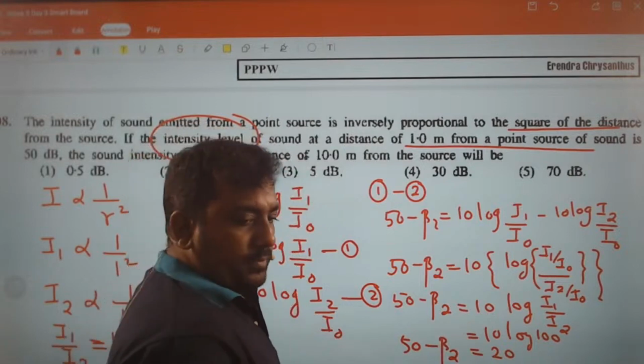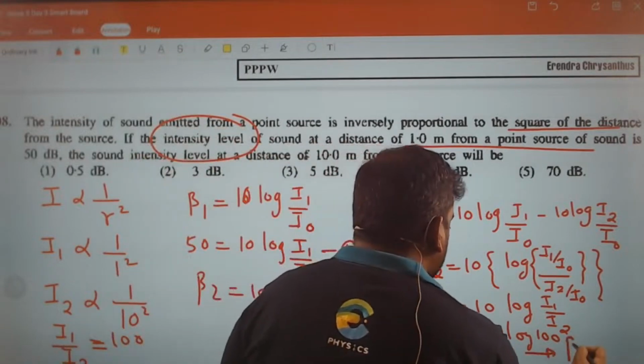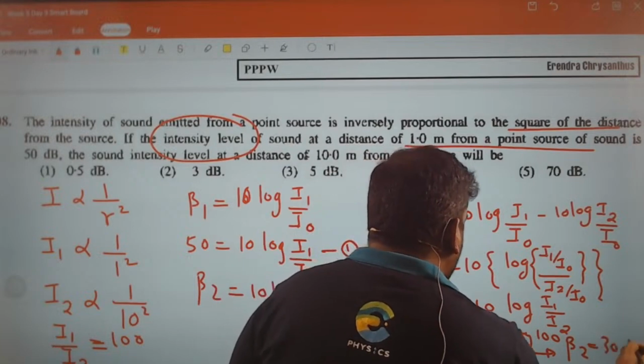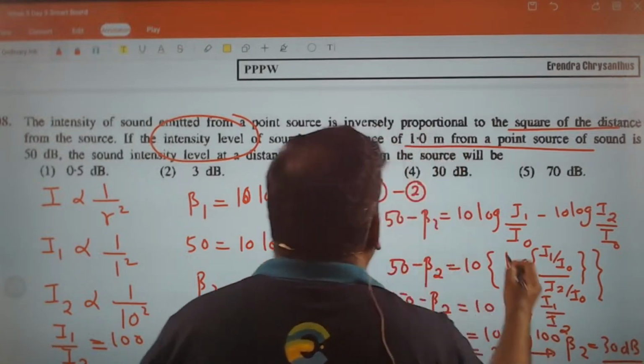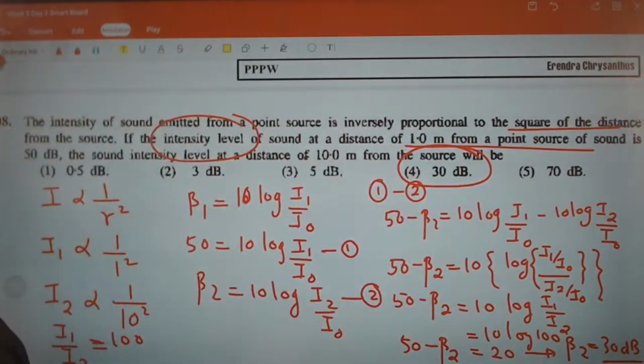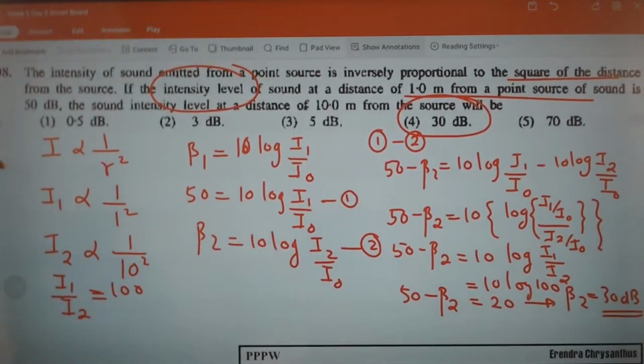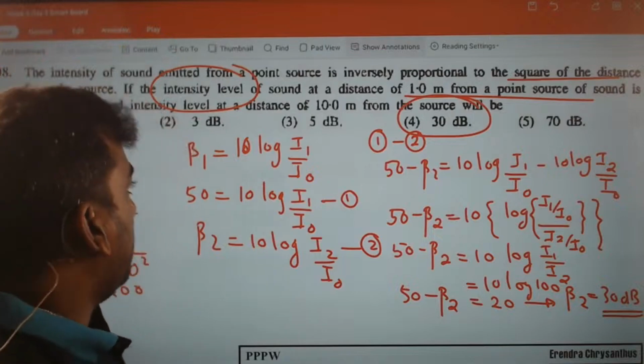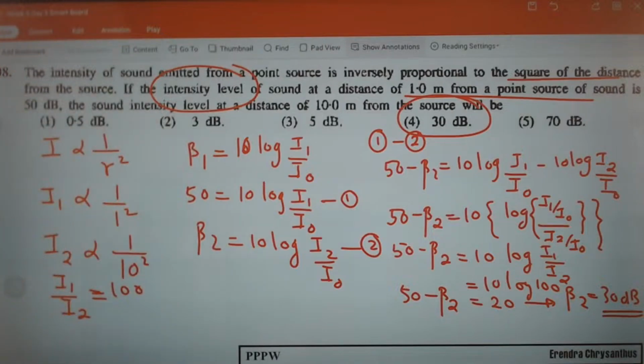What is beta 2? From this you realize beta 2 is equal to 30 decibel. Answer number 4. There you go. Once you need it, write it down.